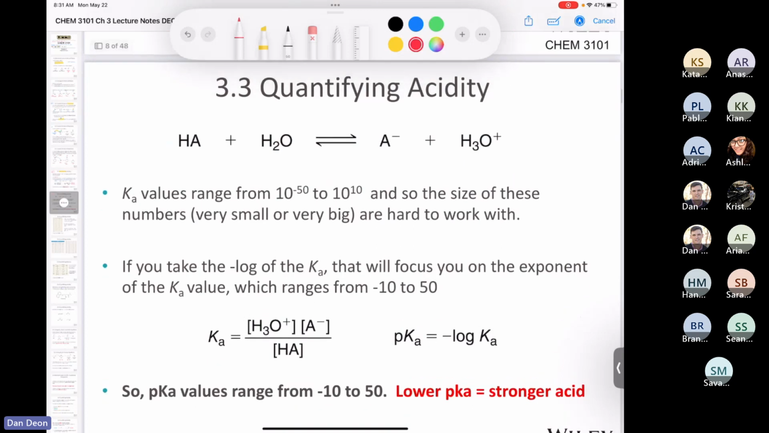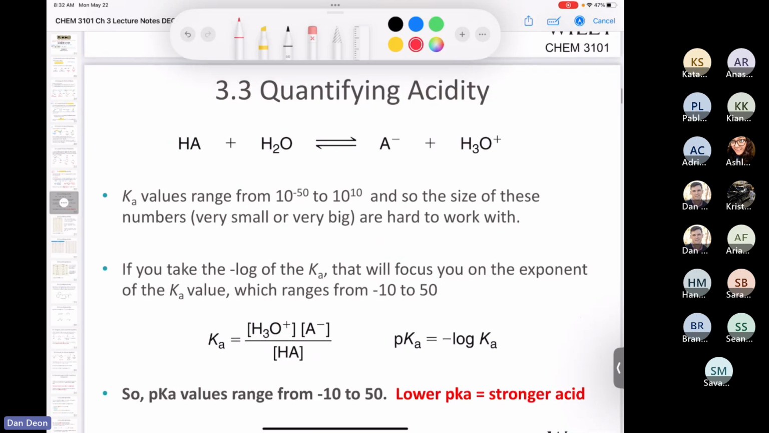Now, it turns out the Ka values have a huge range. They can go all the way from 10 to the negative 50 to 10 to the power of 10. I don't know about you, but if I had to write out 10 to the negative 50, 0.00000, right? I'd be the first guy to lose track of my zeros.